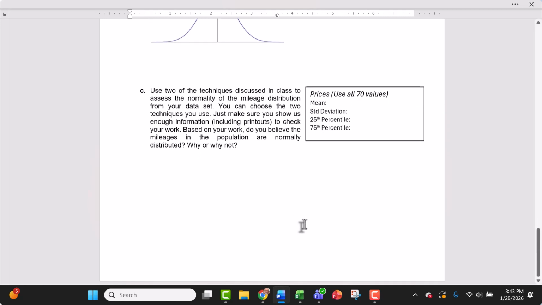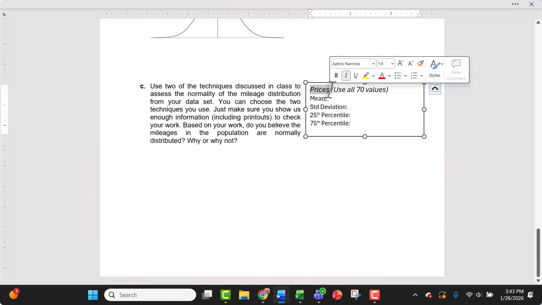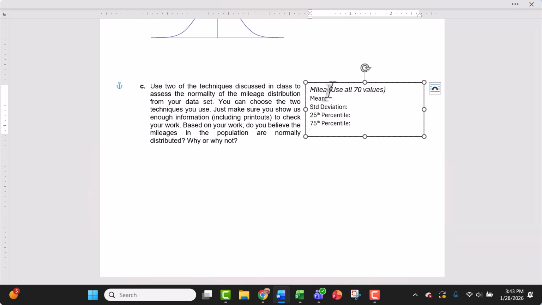And then lastly, in question C, we've discussed 4 different techniques in class. You should be able to use 2 of those to identify whether your mileages are normal or not. In question 2, we assumed they were normal. Here in question 3C, we're going to check to see if they are.